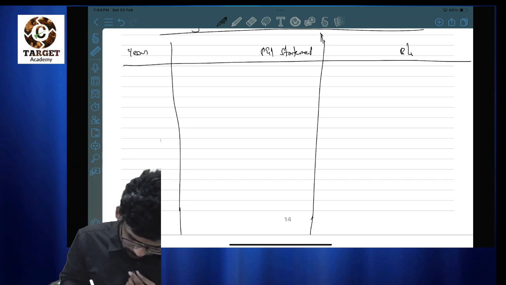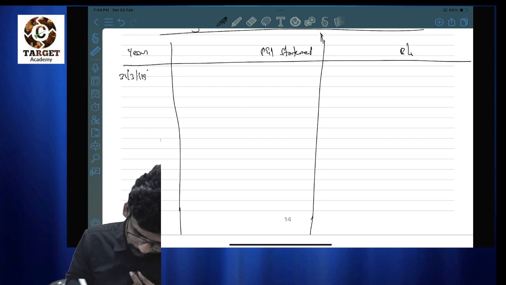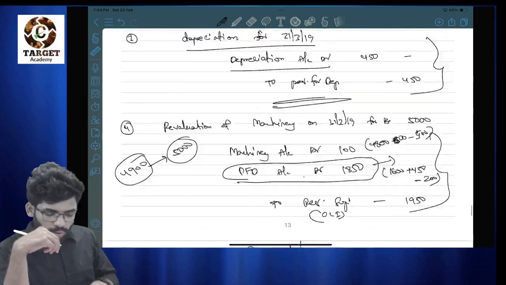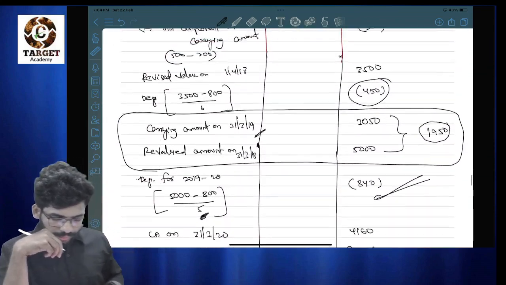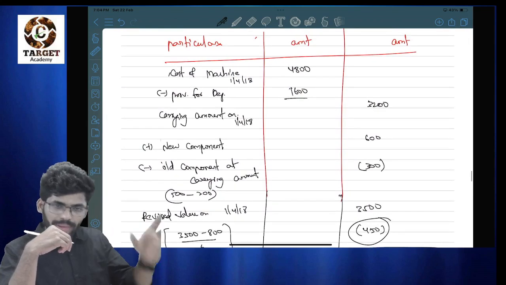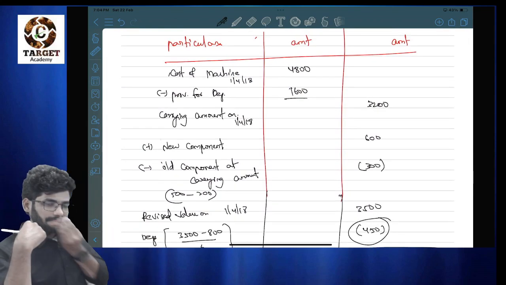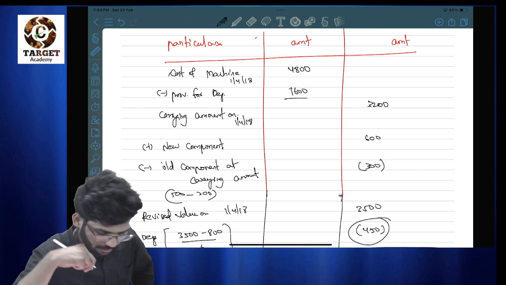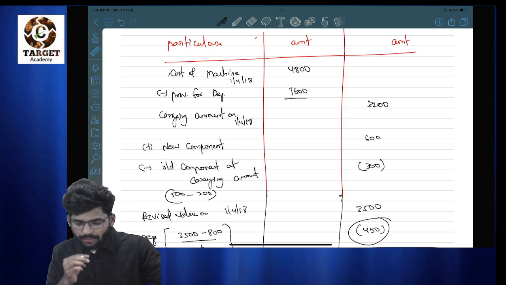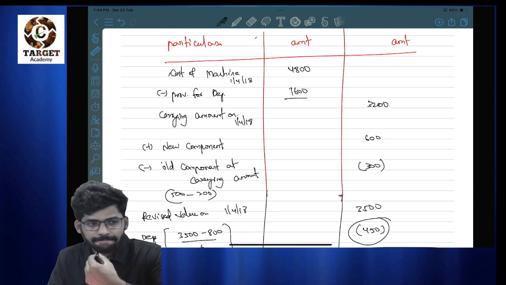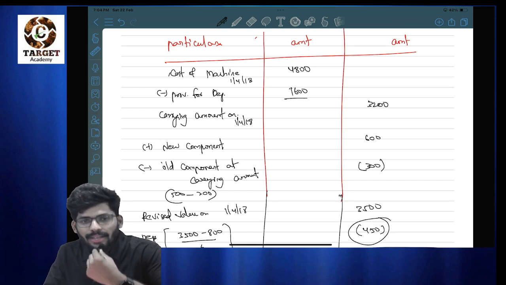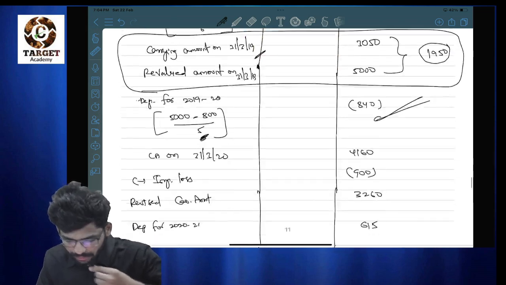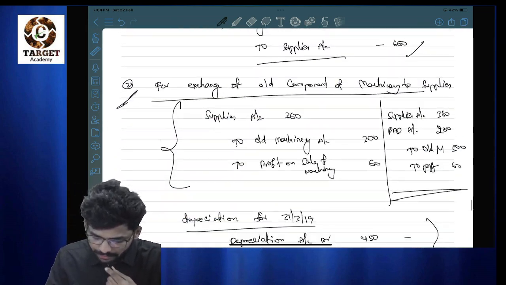First year, 31st March 2019. What is the effect on P&L for the first year? Please go and check there. What are the effects? Which amounts need to be transferred to P&L? Please tell me. First point, tell me. Profit on sale of asset. How much? 60. Okay, please write down. Please note down first year treatment.